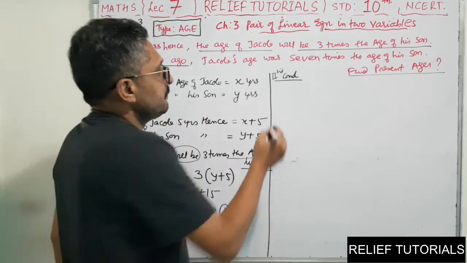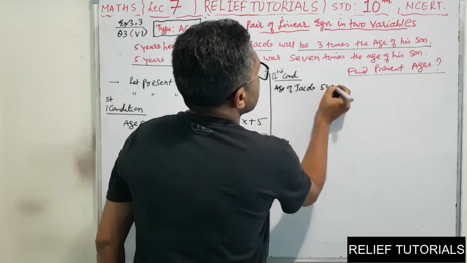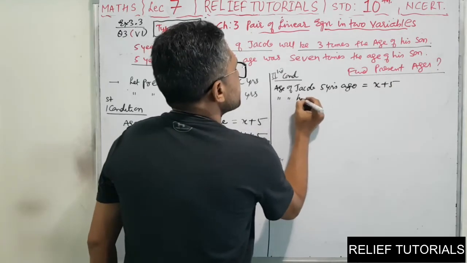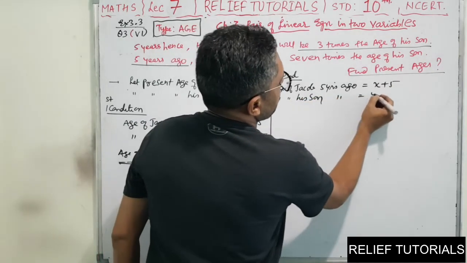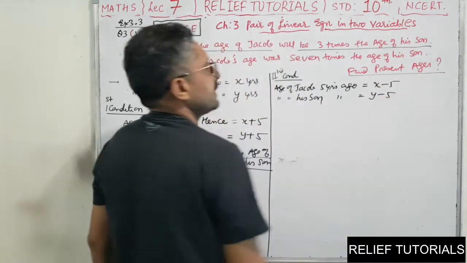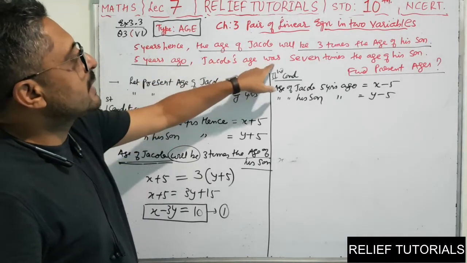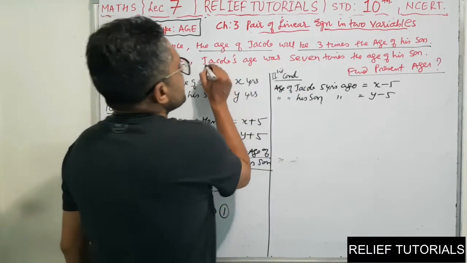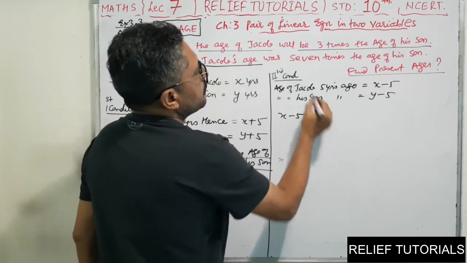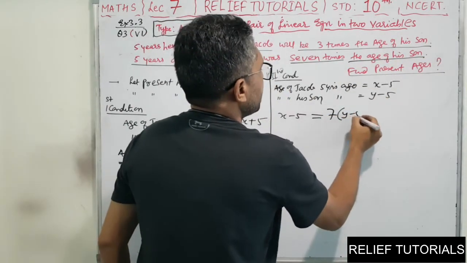So age of Jacob 5 years ago, so that is equals to x minus 5. And age of his son 5 years ago, that is y minus 5. Now what is the condition you see? So 5 years ago, Jacob's age was 7 times the age of his son. So Jacob's age, x minus 5, was equal to 7 times the age of his son. Age of his son is y minus 5.